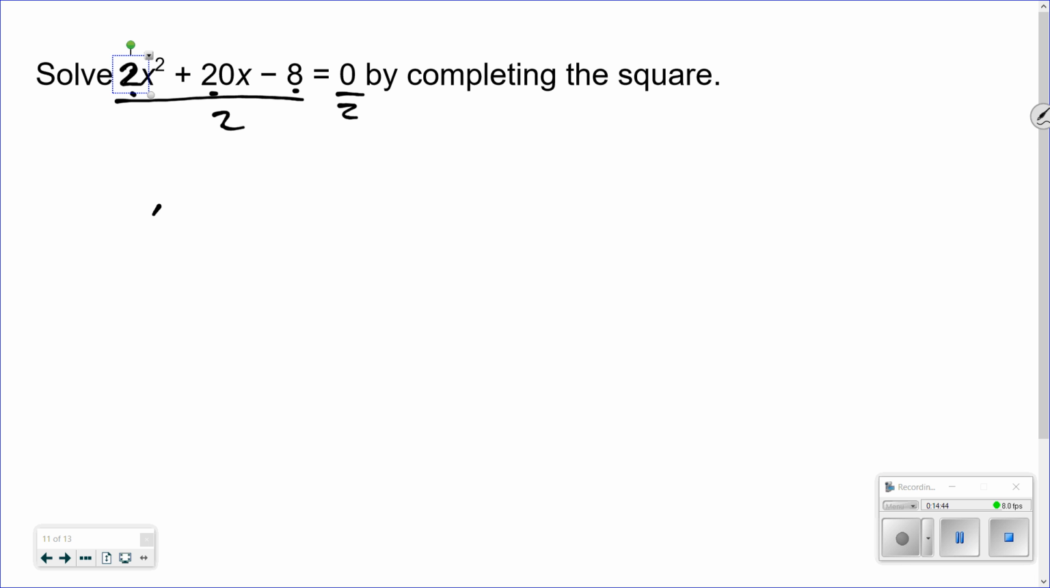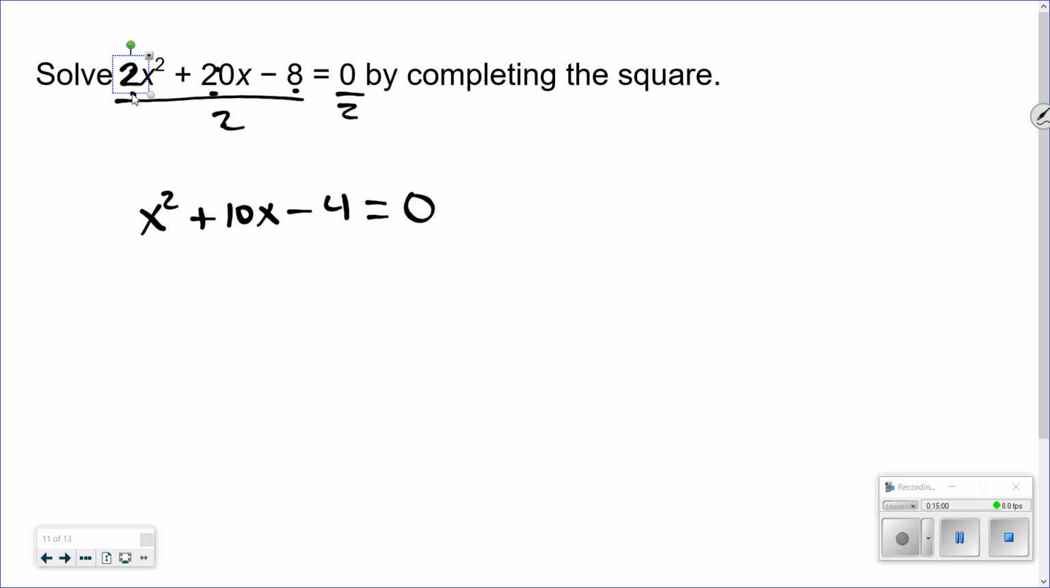So 2 divided by 2 is x squared. 20 divided by 2 is 10. And 8 divided by 2 is 4. So if you ever have a number out in front of the x squared, you have to divide by that number to get rid of it before you complete the square.